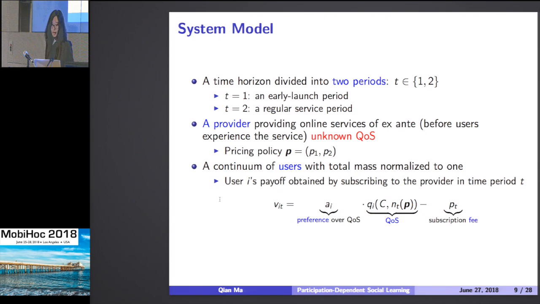A user i's payoff obtained by subscribing to the provider in time period t is calculated by this equation. Here, a_i is the preference over QoS. A larger a_i means that user i cares about QoS more. And q_i is user i's experienced QoS. It depends on the capacity C and the number of users N_t. p_t is the subscription fee paid to the provider in time period t.